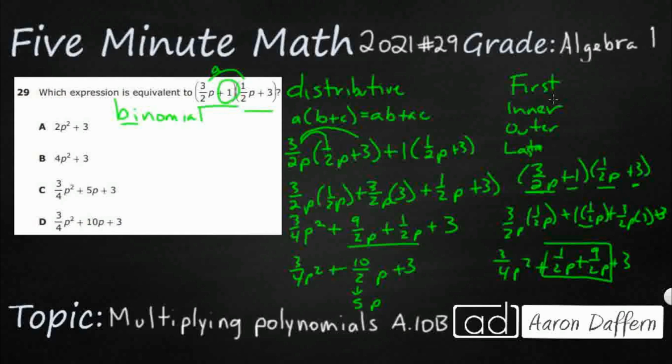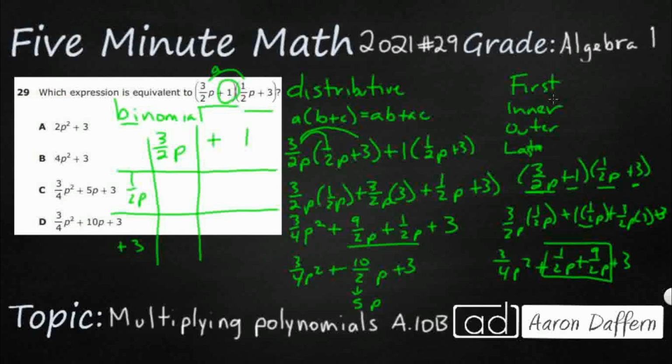The last one is the box method. So what we could do here is we can take each of these terms in the binomial, 3/2 P plus 1, 1/2 P plus 3, and you could just do a little box multiplication here, and you can say, all right, so multiply this, that's 3/4 P squared, this is 1/2 P, this is 9/2 P, and this is 3. Add these diagonal terms, since those are like terms, and it all ends up the same. Our answer is C.